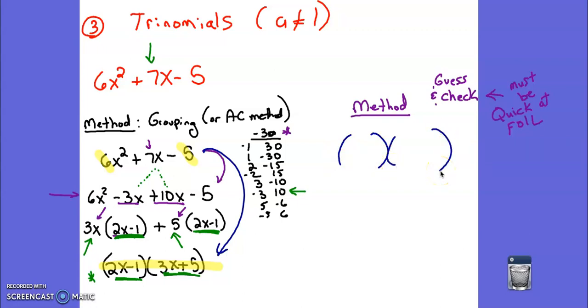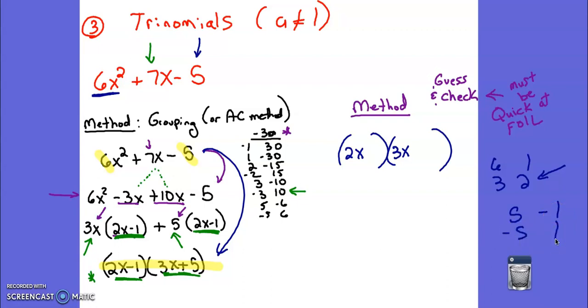So the way to do this is you look at your first term, 6x squared, and you think of what times what is 6x squared. Well, it could be 6 times 1, or it could be 3 times 2. And again, it could also be the negatives, but let's stay with the positives here. Generally speaking, you start with the ones that are closer. So I'm going to start with 2x and 3x. And then you want to look at the last term, and the last term could be multiplied together to be 5 and negative 1, or it could be negative 5 and positive 1.